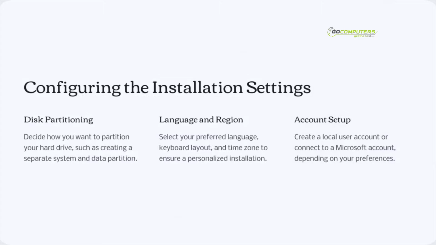Configuring the installation settings. Disk partitioning. Decide how you want to partition your hard drive, such as creating a separate system and data partition. Language and region. Select your preferred language, keyboard layout, and time zone to ensure a personalized installation. Account setup. Create a local user account or connect to a Microsoft account, depending on your preferences.